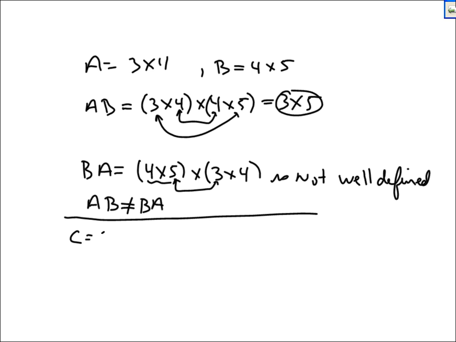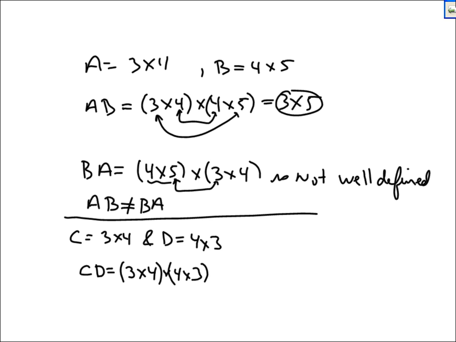Suppose C is 3 by 4 and D is 4 by 3. Well, C times D, at least size-wise, will be 3 by 4 times 4 by 3. Those numbers are the same, so we're going to get an answer. The answer is 3 by 3. Okay, CD is a 3 by 3 matrix.